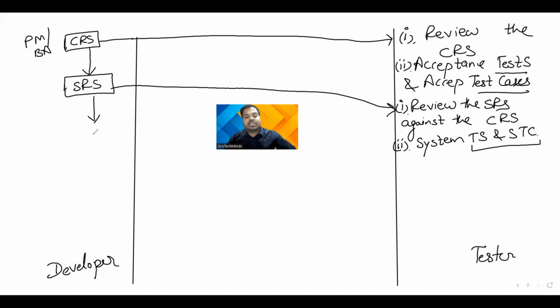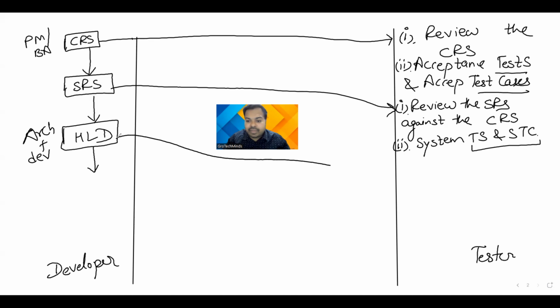Guys, meanwhile, when the tester is doing this job, the developer has converted the SRS into high-level design. With the help of the architect, the developer together has converted my SRS into high-level design. Guys, what is high-level design? I hope you remember the high-level design. My design phase has started from here. Once the high-level design is ready, again, it will be given to both my developer as well as tester. What will the developer do? Both are working parallelly, right? My developer and architect are trying to convert the high-level design into low-level design.